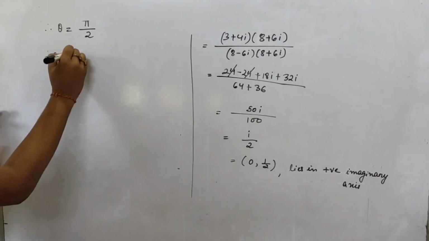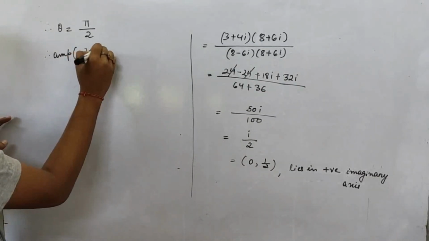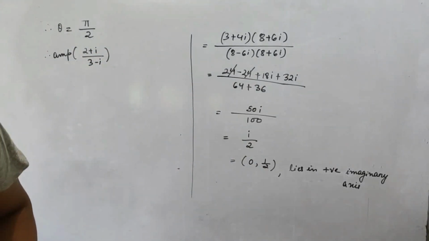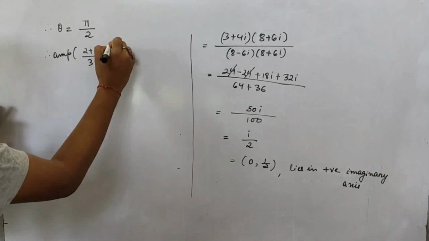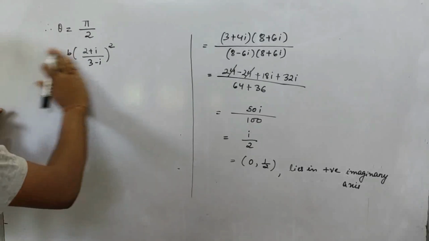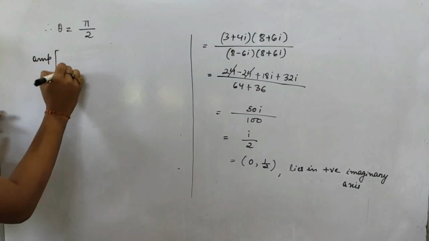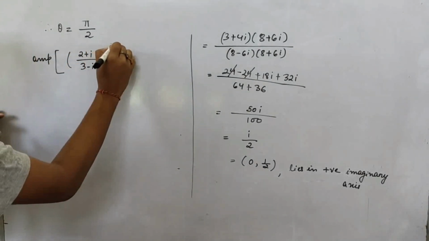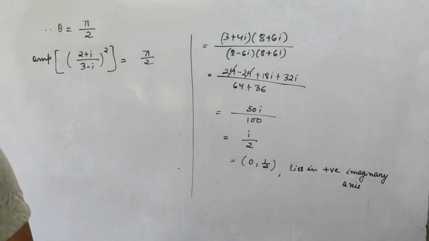Therefore the amplitude of (2 plus i) by (3 minus i) whole square will be pi by 2. Understood? So your answer is pi by 2. Simply this way you have to do it.